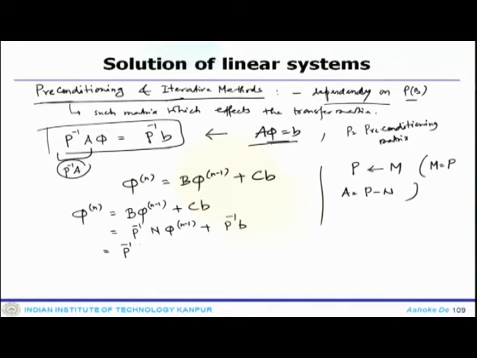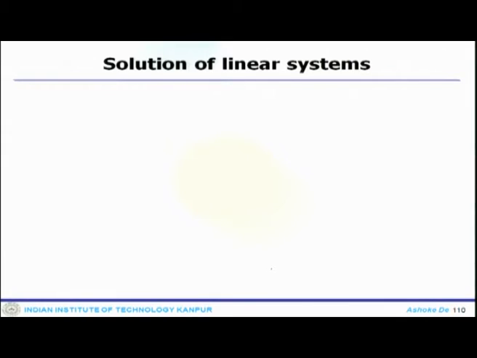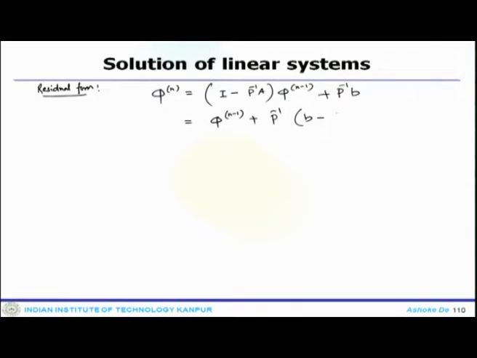Now this is P inverse (P minus A), so this becomes phi n minus 1 plus P inverse B. So one can write this as the identity matrix minus P inverse A, times phi n minus 1, plus P inverse B. In residual form, one can write that as phi n equals (I minus P inverse A) phi n minus 1 plus P inverse B, which will be phi n minus 1 plus P inverse (B minus A phi n minus 1).